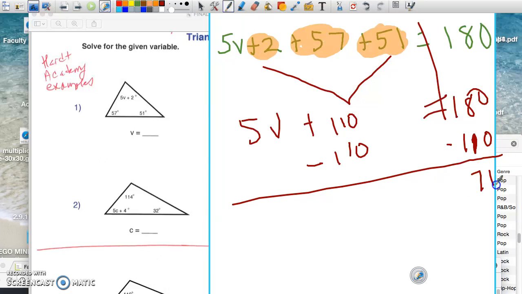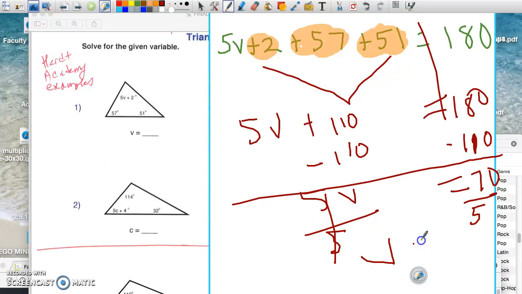This is going to be 70. Now we have 5v. How are you going to get rid of the 5? Divide by 5 on both sides. The 5s cancel out, and v equals 5 goes into 70, I think it's 14 times. Yes. v equals 14. Boom.